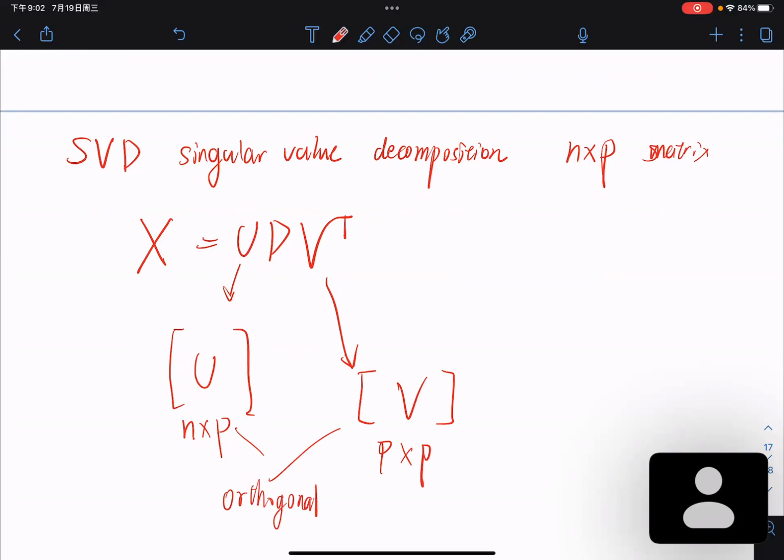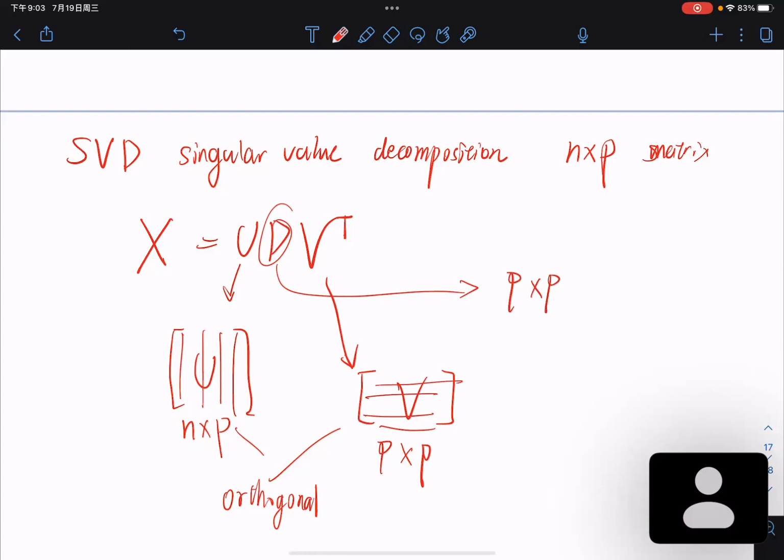The columns of U are trying to span the column space of X. And the columns of V are trying to span the row space of X, okay? And this D in the middle is just a P multiplied by P diagonal matrix, where all the elements on this diagonal are called the singular values.